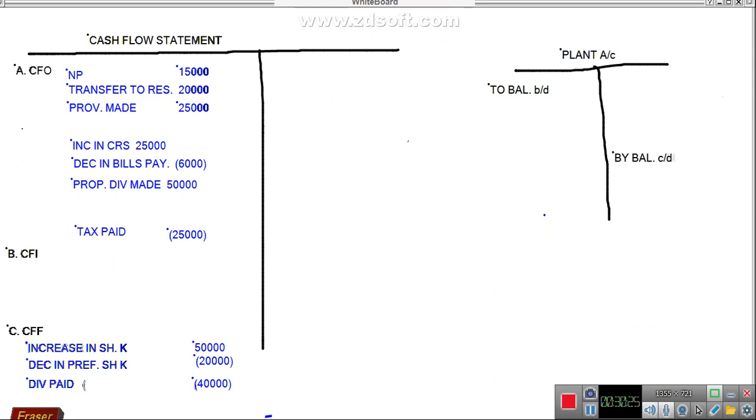By balance carried down. And after this, whenever there is an increase in the value of an asset, as per the modern approach, write it on the debit side. Whenever there is a decrease in the value of an asset, write it on the credit side. Like if depreciation is to be charged, it will be credited. If purchase of plant is given, debit. If sale of plant is given, credit.